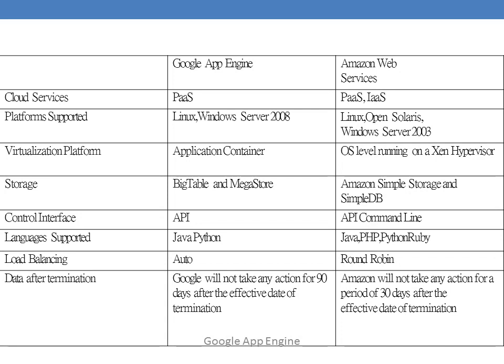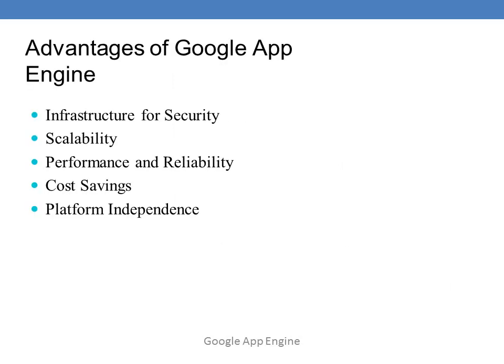Control interface: API and command line. Languages supported: Java and Python, and here Java, PHP, Python, Ruby. Load balancing is automatic, and here round robin. Data after termination: Google will not take any action for 90 days after the effective date of termination. Amazon will not take any action for a period of 30 days after the effective date of termination.